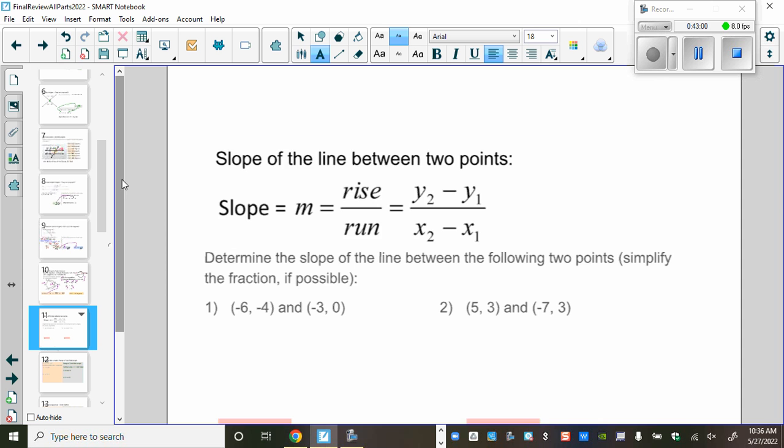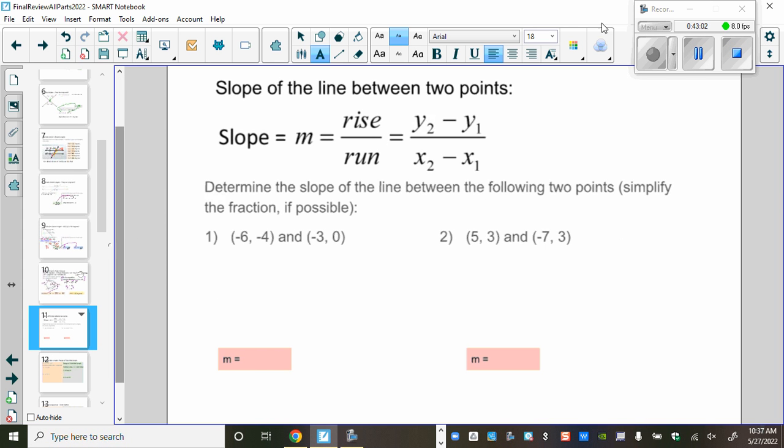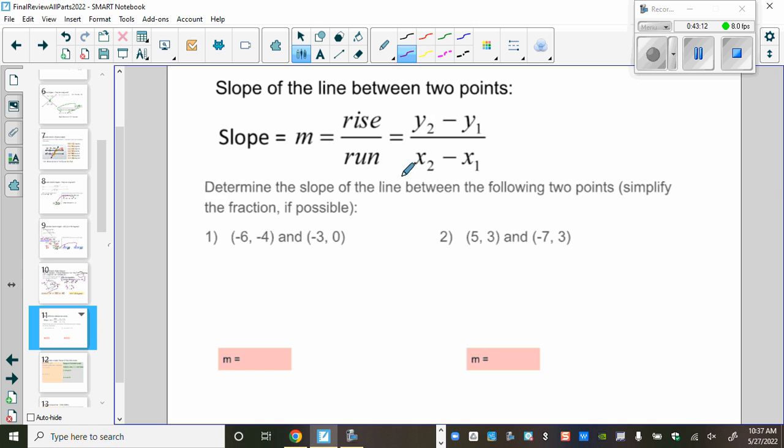All right, next one. We have not done too much of this. You will see a problem like this on your final. Now, what I do, anytime you have problems like this, if you're determining the slope of the line between 2 points, here's how I would label this.